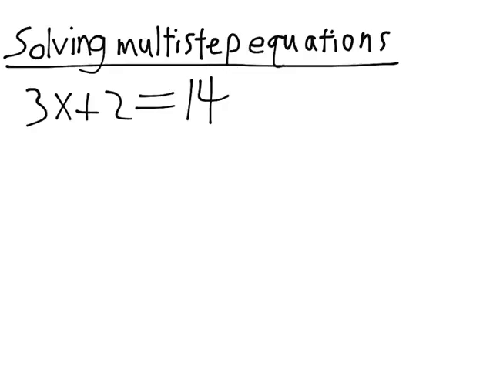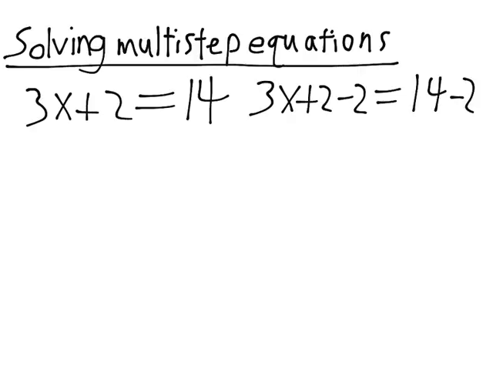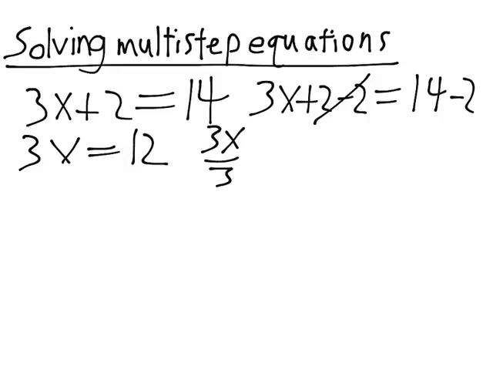Now we can subtract both sides by 2 to get 3x + 2 - 2 = 14 - 2. The 2's cancel here, and we're left with 3x = 12. Finally, we can divide both sides by 3 to get 3x/3 = 12/3. Now the 3's cancel, and we're left with x = 4, which is what we wanted.